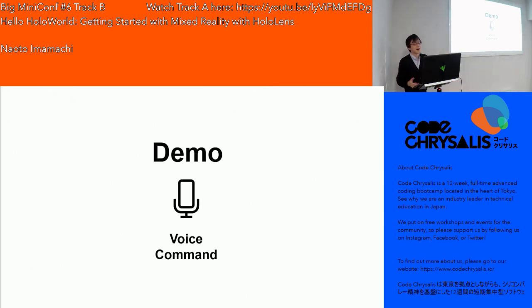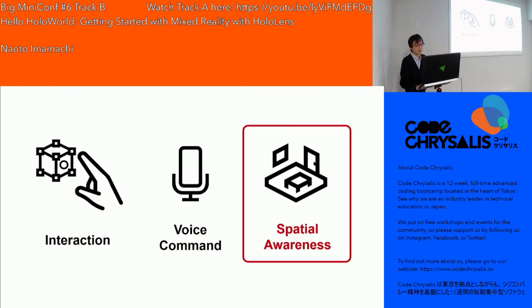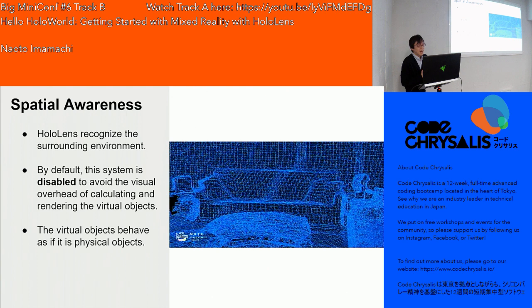The result is different from my explanation in the previous slide. Why? Actually, by default, the spatial awareness system is disabled to avoid the visual overhead of calculating and rendering the virtual object. So we need to add the spatial awareness system to our application.